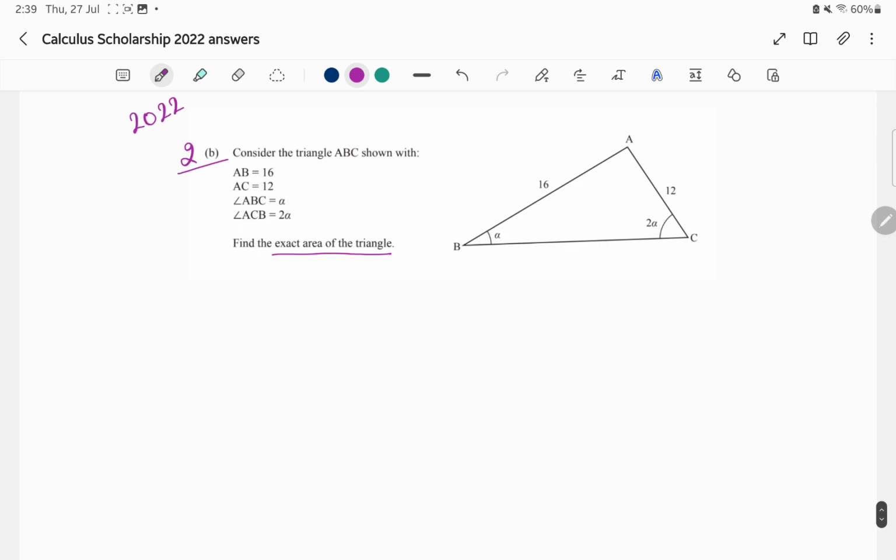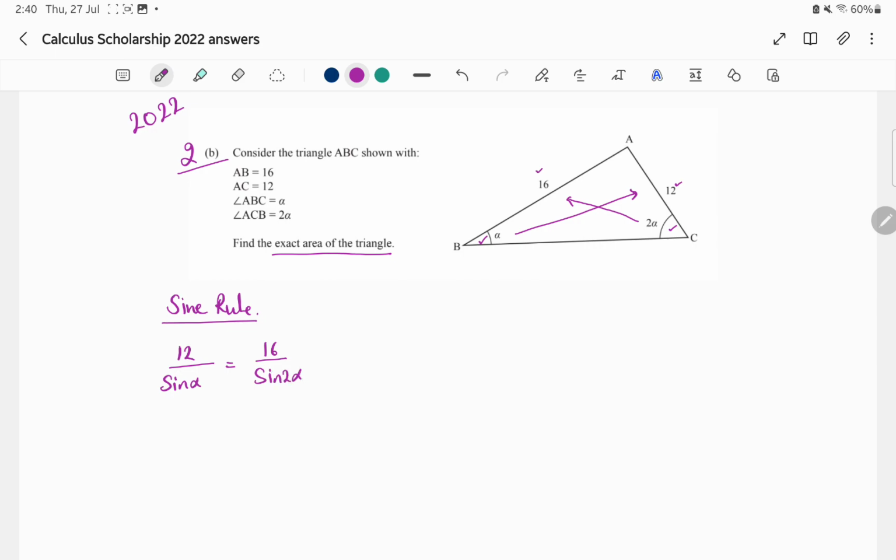So we have a triangle here. We have two angles given to us and two sides given to us. So when two angles and two sides are given, we can use the sine rule. Let's see where it takes us. So for sine rule, we will do 12 over sine alpha is equal to 16 over sine 2 alpha, right?